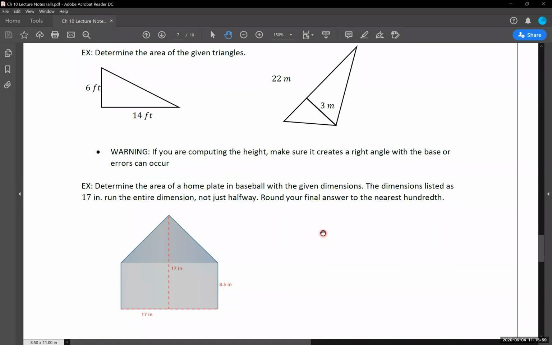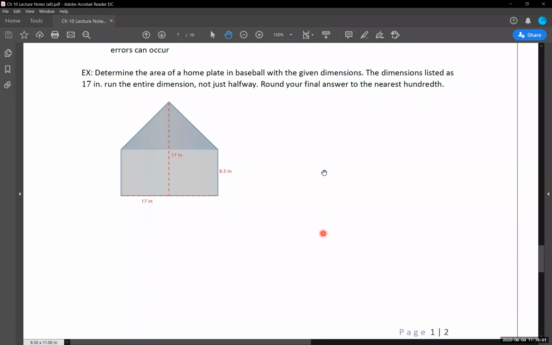Now, taking a look at, I wanted to go through this example because I think there's some problems on the homework, and I generally try and do a problem or two that's like this on the test also. We're asked to determine the area of a home plate in baseball with the given dimensions. Dimensions listed as 17 inches, run the entire dimensions, not just halfway. Meaning that 17 inches is this entire distance here, and this entire distance that we have here. Yeah? So we're told to find the area and then round our answer to the nearest hundredth.